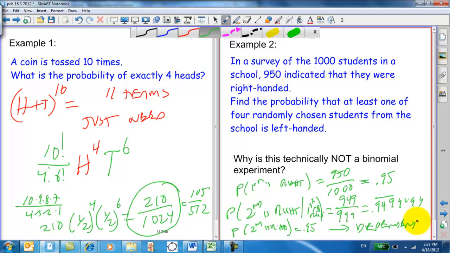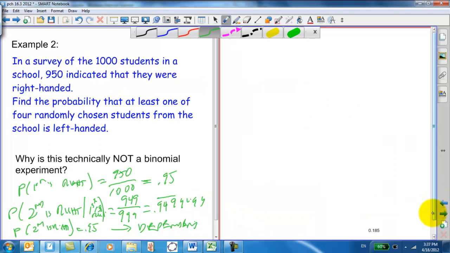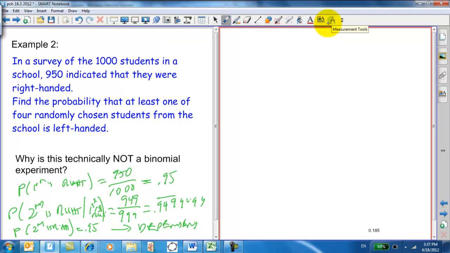So technically you can't use the binomial probability theorem, but the probability changes so little over the course of picking out 4 students that we're going to proceed and use it as an estimate. There's something called the hypergeometric distribution that can be used for this, and that's the study of the next section.